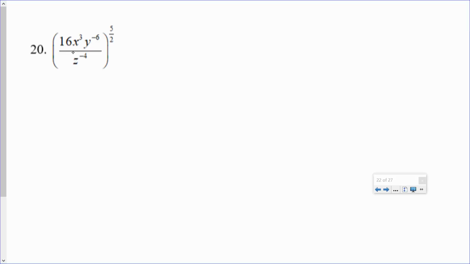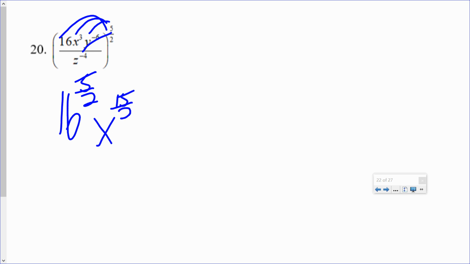Okay, now that you tried number 20 on your own, radicals are fractional exponents. No radicals. Get rid of parentheses. Everything inside gets it. So it's going to be 16 to the 5 over 2. X to the, when you're raising a power to a power, you multiply your powers. 3 times 5 is 15. Over 2 is 15 over 2.